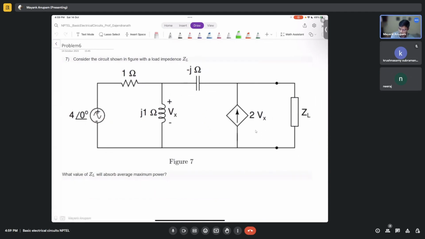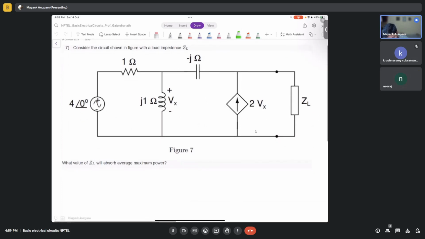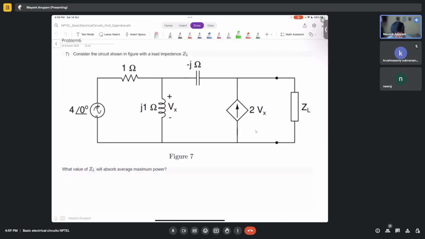Now consider a circuit shown in the figure with a load impedance ZL. What value of ZL will absorb maximum average power? So what do you do for this kind of question? Remember what you do for maximizing average power earlier? That is the maximum power transfer theorem. So what do you do for the maximum power transfer theorem?